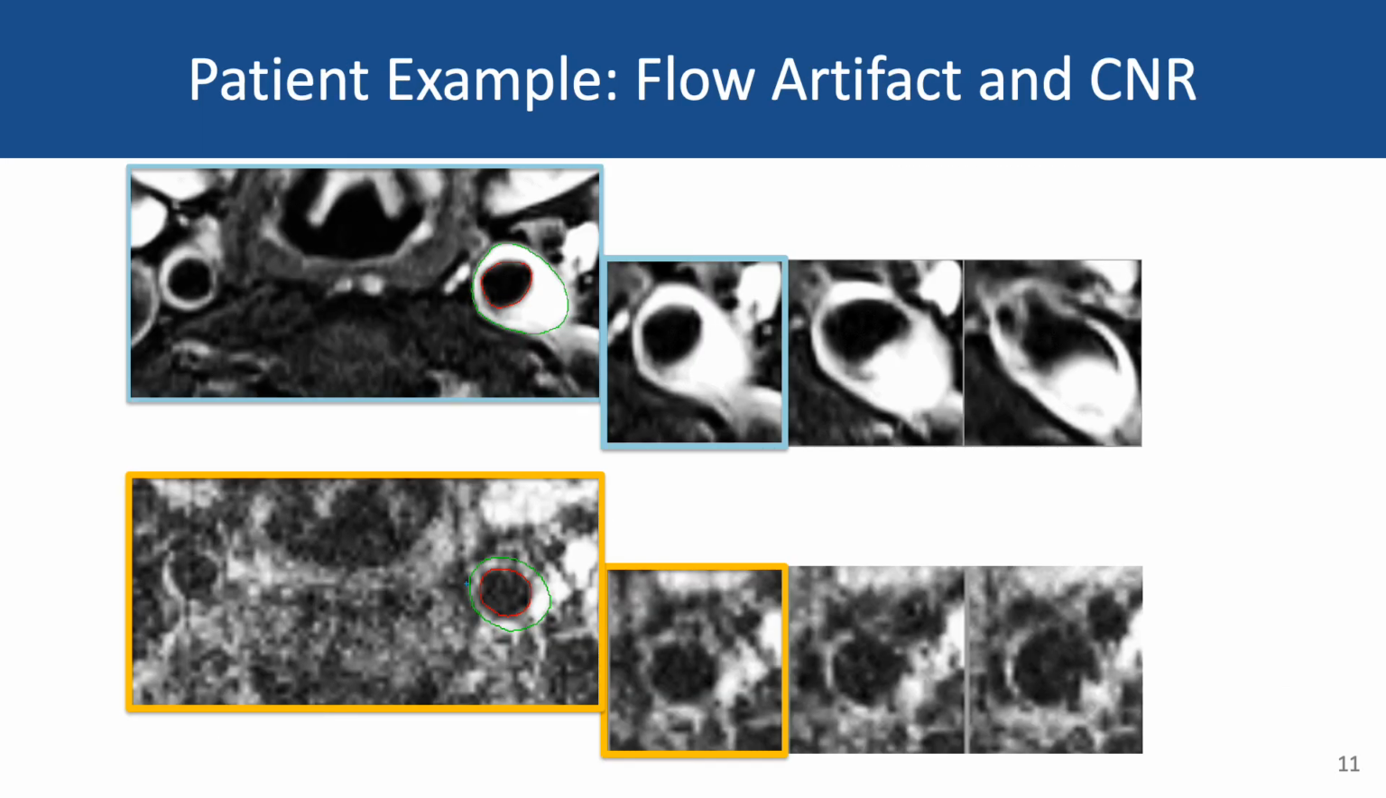This figure shows another patient example. TSE scan on the top shows a big flow artifact that affected our vessel wall thickness measurement. It does not seem physiological. The corresponding STAR-MATCH scan at the bottom does not show the same artifact, but it does show the lower CNR when compared to TSE.